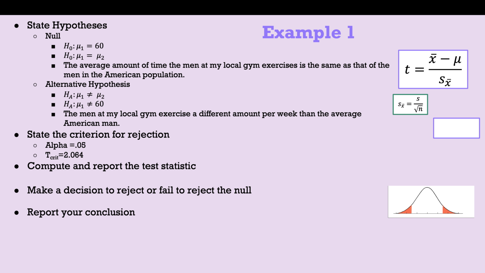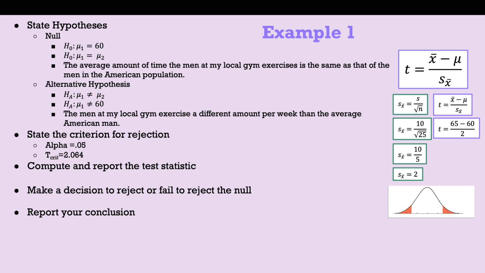So the first thing we're going to do is calculate our standard error of the mean for our sample. So we need our s, which is the standard deviation of our sample, and our sample size, which is 25. So 10 divided by the square root of 25 is 10 divided by 5. So our standard error of the mean for our sample is 2. And then we need to calculate our t-value. So we have our sample mean minus our population mean divided by the standard error of the mean of our sample, which is 65 minus 60 divided by 2, which is 5 divided by 2, which is t is 2.5.